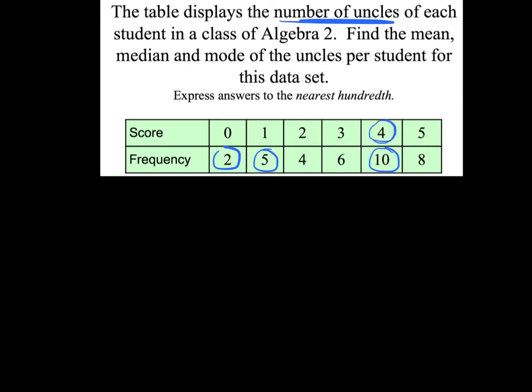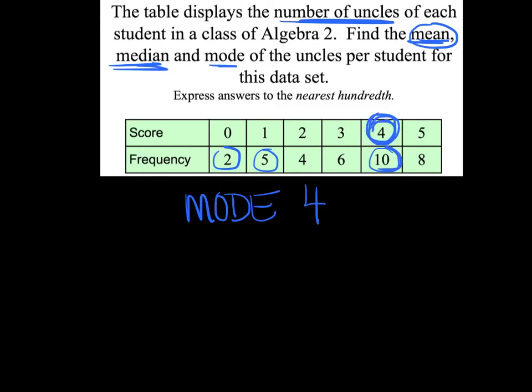And here's what I want you guys to find on your own. I want you to find the mean, the median, and the mode. One of those we could do instantly without the calculator. And right there we could say that the mode was 4, because there were 10 different students who said they had 4 uncles. So 4 would be the correct answer there.